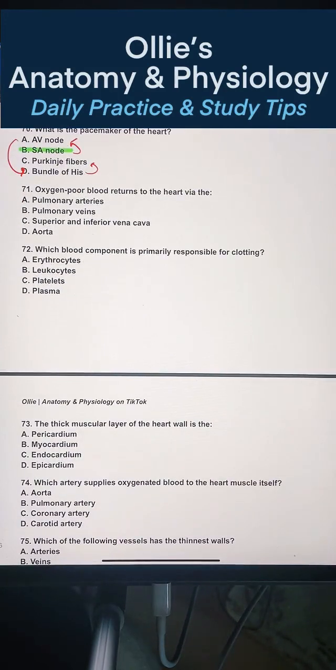Number 71, oxygen poor blood returns to the heart via what? How do we get oxygen poor blood back to the heart? Number 71.